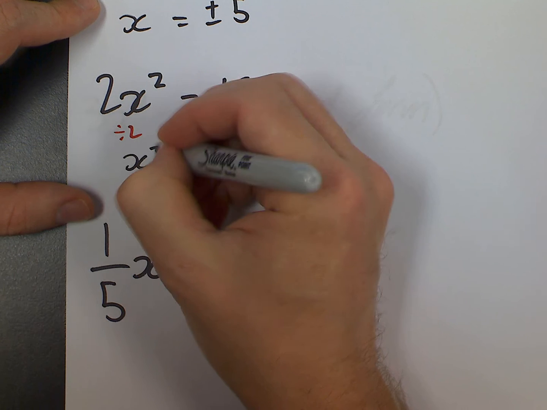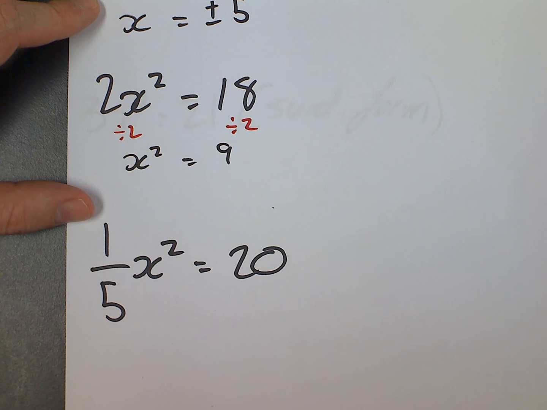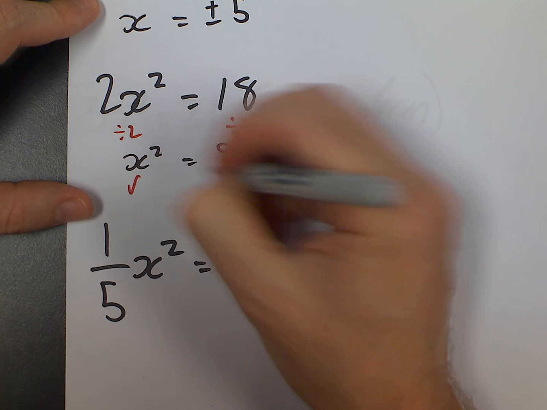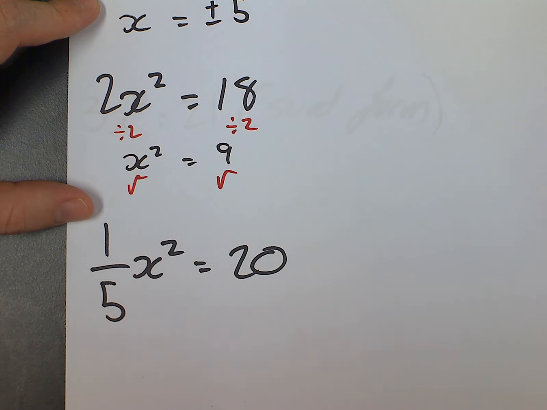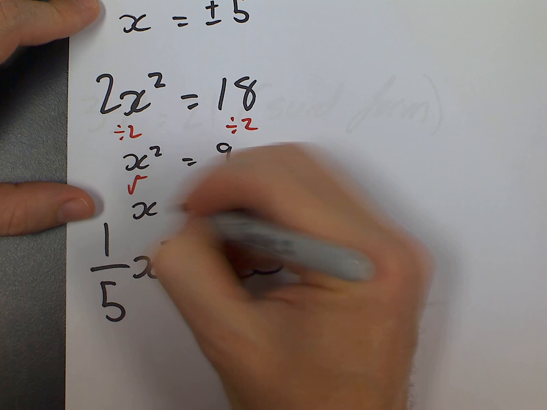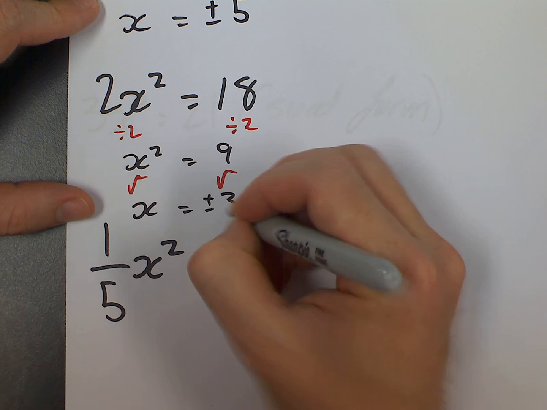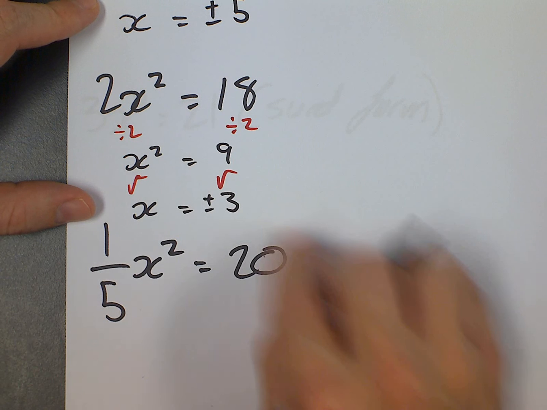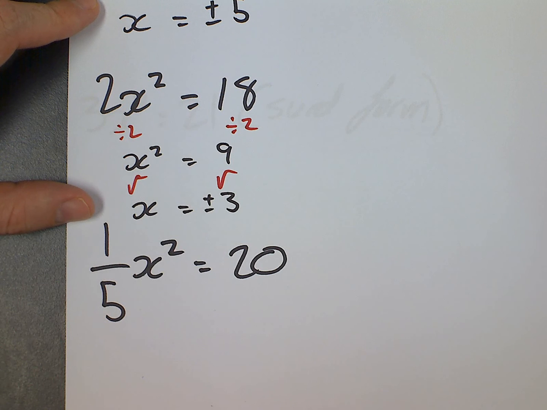It'll be x squared on this side equals 9. If we square root both sides, that'll give us x equals plus and minus 3, because they both square to 9.